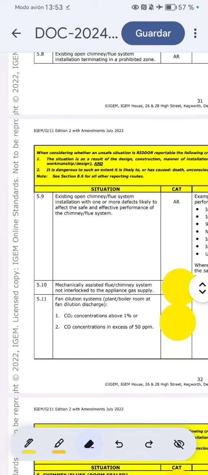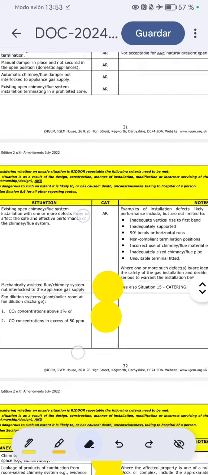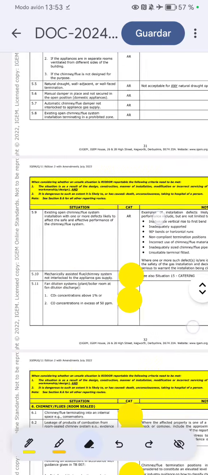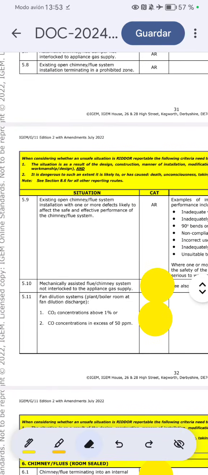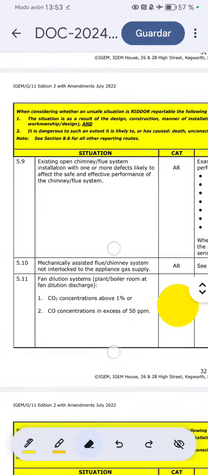5.10, mechanically assisted flue / chimney system not interlocked to the appliance gas supply. Something about catering, all right, at risk. All right, fan diluted system, plant / boiler room where fan dilution concentration is greater than.